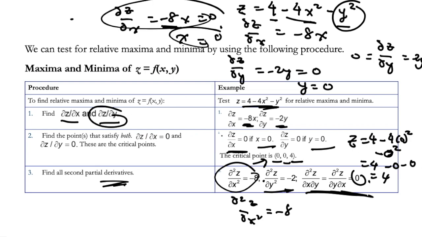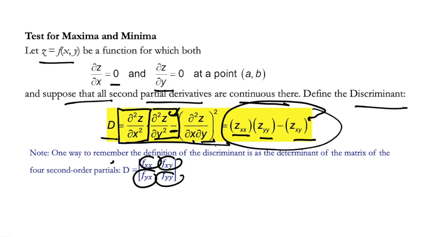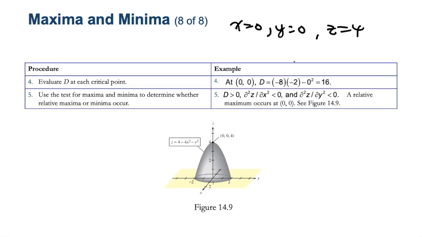Alright, once we get this, we can find the discriminant, or D. Evaluate D at each critical point. So we have x equal to 0, y equal to 0, z equal to 4, isn't it? Here, we know that the formula for D is given by this. You just need to plug in the results that you have earlier. So when you plug in, this one is delta z over delta x second time.